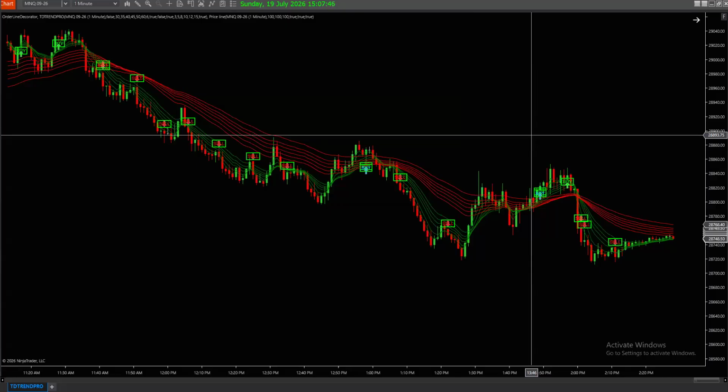The indicator is built for you to be able to see the move when the move is happening, not after the fact. This doesn't lag. It's all in real time, and it doesn't reprint. Once it prints, that's it.